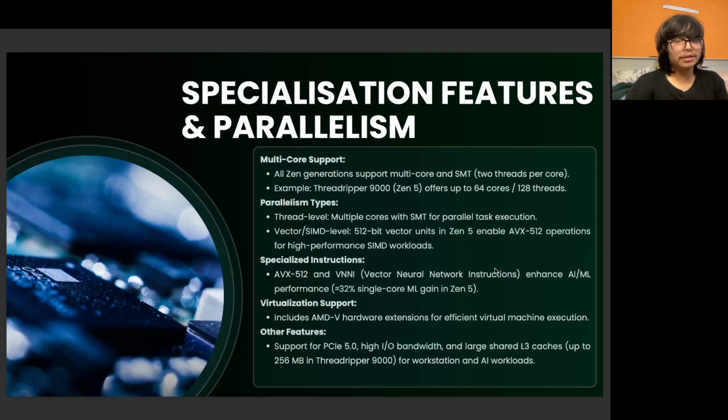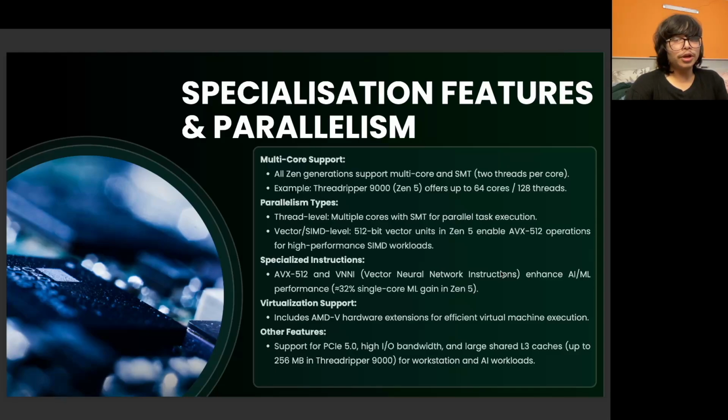One of Zen's biggest strengths is its scalability and parallelism. Each core supports two hardware threads using SMT, and AMD's multi-chiplet design allows dozens of cores to be connected on a single processor. For example, the Threadripper 9000 series with Zen 5 cores can pack up to 64 cores and 128 threads. Zen also includes SIMD vector units supporting AVX-512 and VNNI instructions, which accelerate machine learning and multimedia workloads.